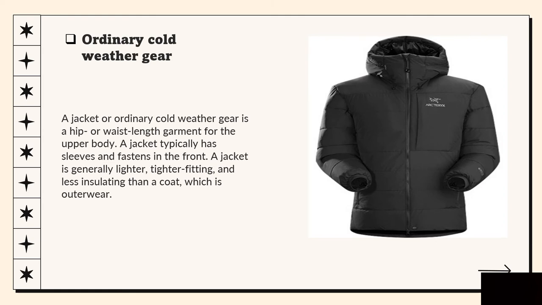Okay, next, ordinary cold weather gear. So it is a jacket or ordinary cold weather gear. It's a hip or waist length garment for the upper body. A jacket typically has sleeves and fastens in the front. A jacket is generally lighter, tighter fitting, and less insulating than a coat, which is outerwear.